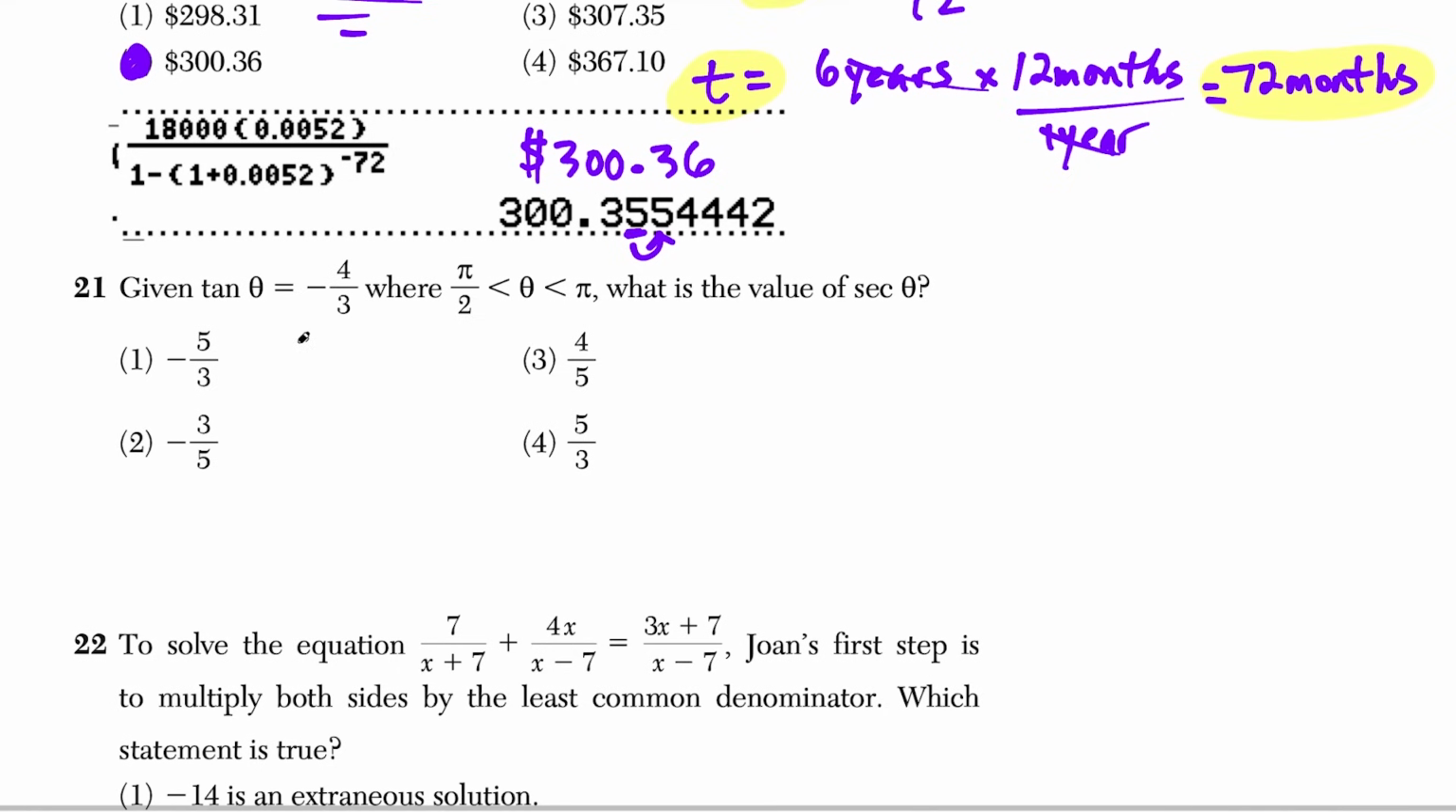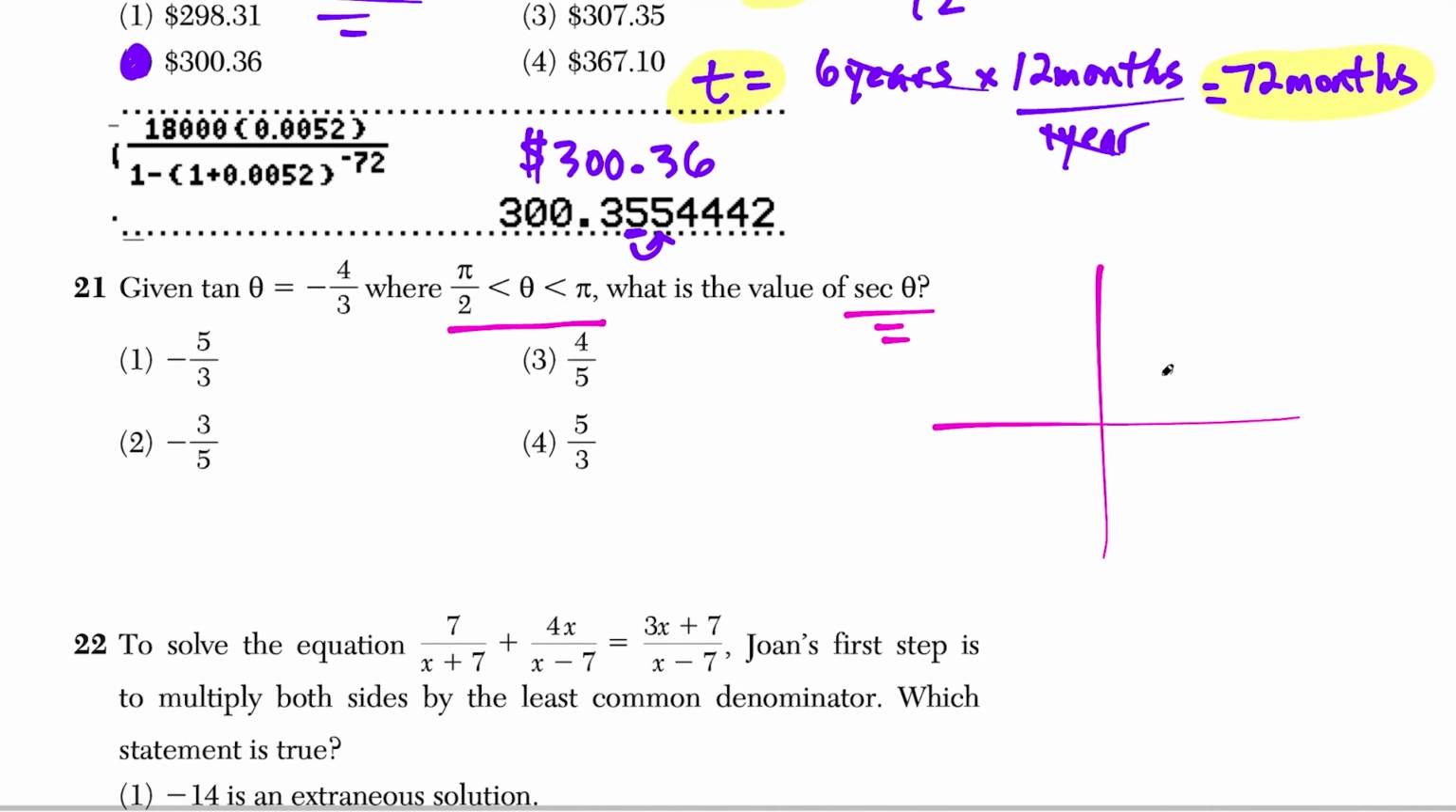Question 21, given tangent theta equals -4/3 and theta is between pi over 2 and pi, what is the value of secant theta? So for this question, it helps to know how to think about trig functions on the xy axis. So here, for one, our interval is between pi over 2 and pi. So they're giving us an interval in radian measure.